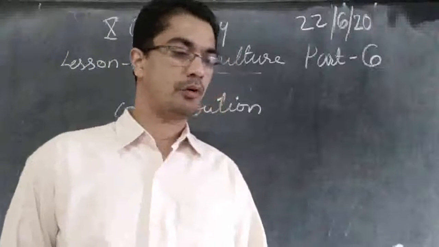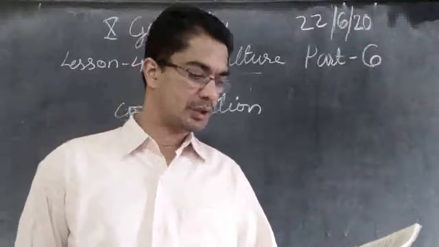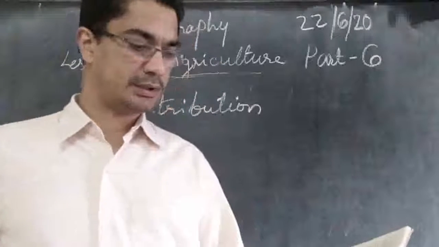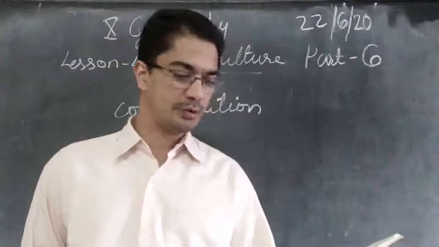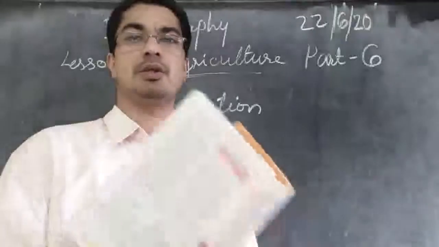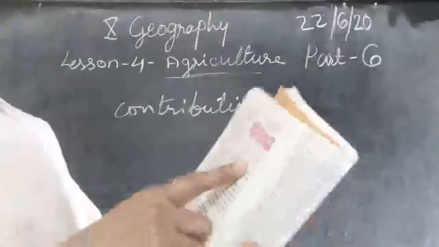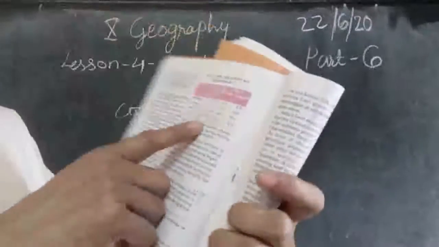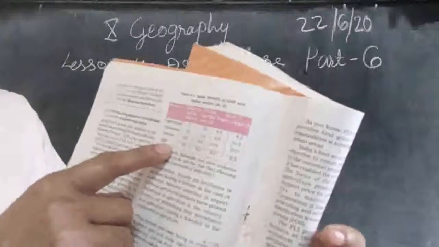Then from table 4.1, it is clear that though the GDP growth rate is increasing over the years, it is not generating sufficient employment opportunities in the country. So you can see there is a table given here, 4.1. What are the things said in this? It is speaking about three sectors, that is agriculture sector, industrial sector and services, that is tertiary sector.